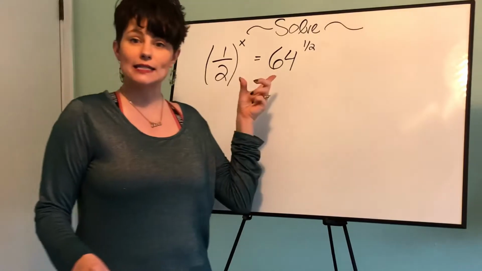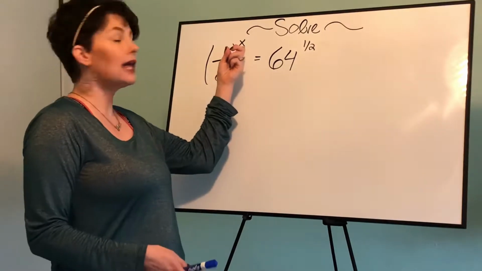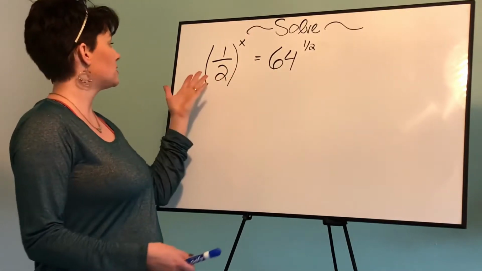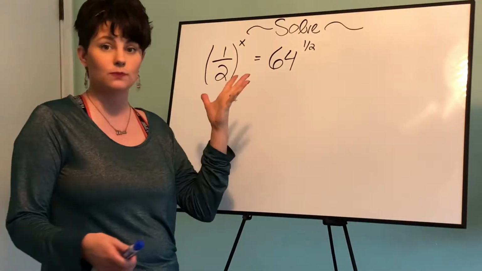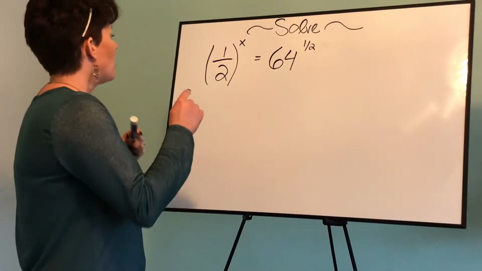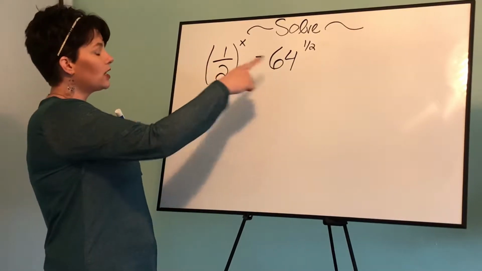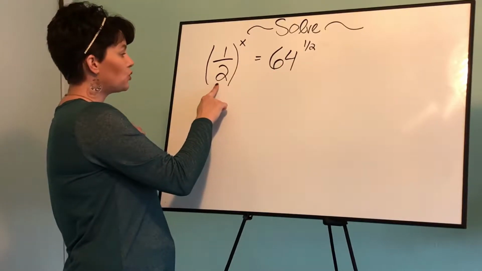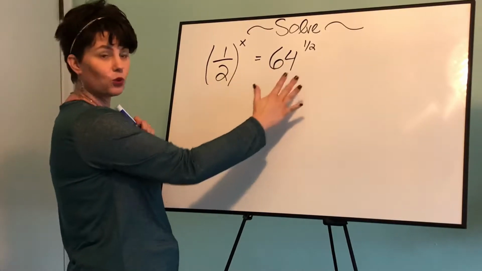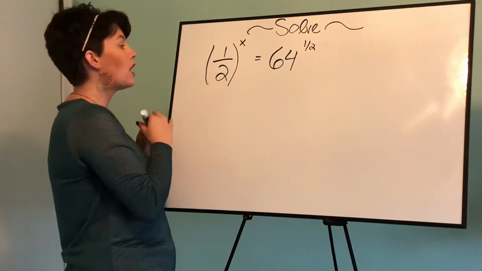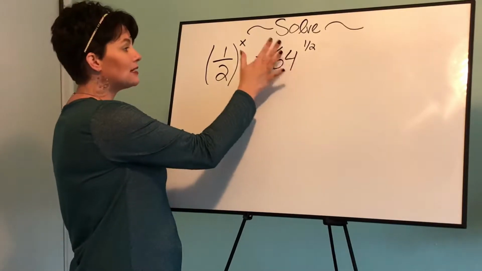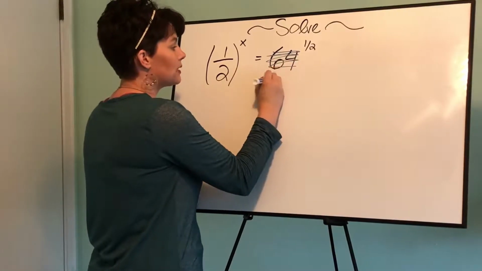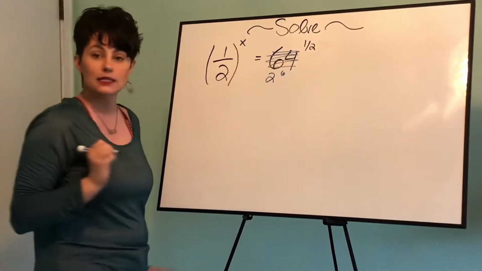We want to solve for x, and we can see that x is in the exponent. And the reason this is an exponential equation is because we have bases with exponents. We're going to do common bases here because you could express 64 in terms of the base 2. 64 is the same as 2 to the 6th power.